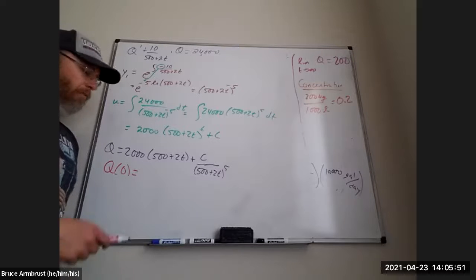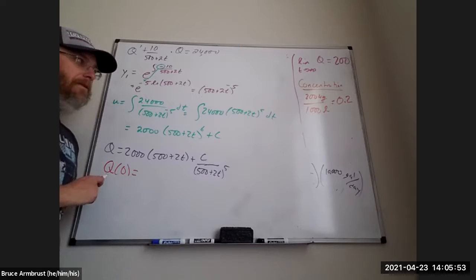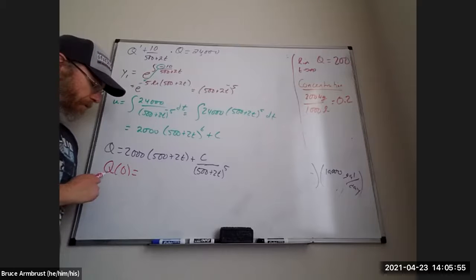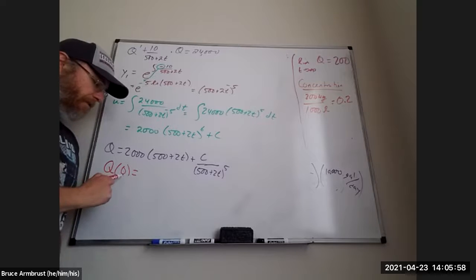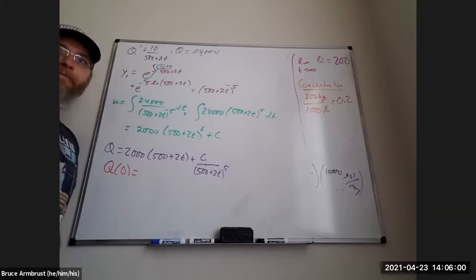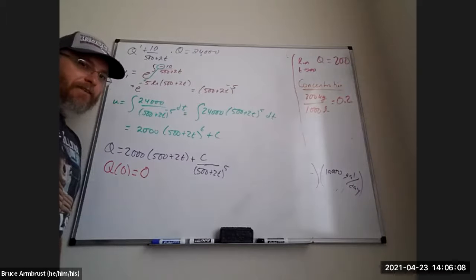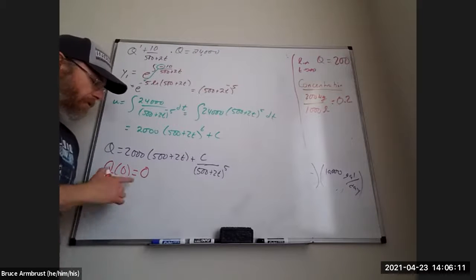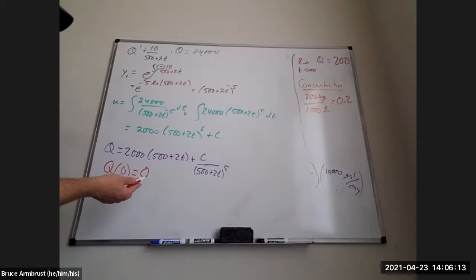So think about what that's asking in words. Q is the amount of pollutant. So how much pollutant was in the lake at the start? I guess none. Yeah, it was none. Remember, it was fresh water. Everything was nice. There was no pollutant. So Q of zero is equal to zero.